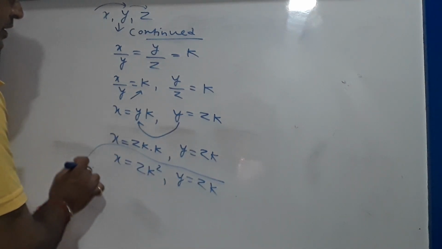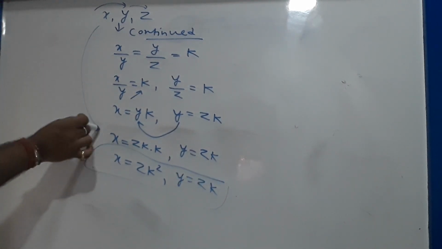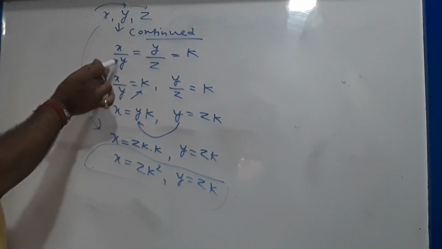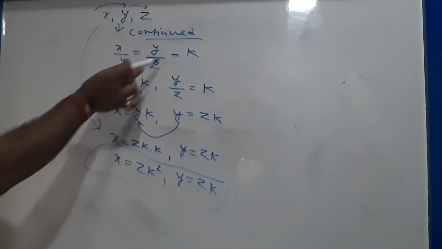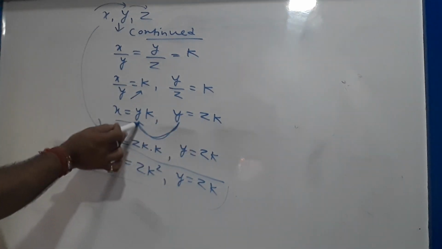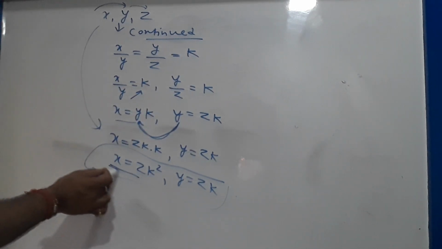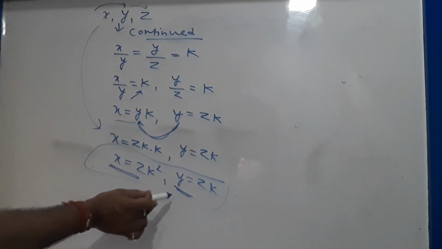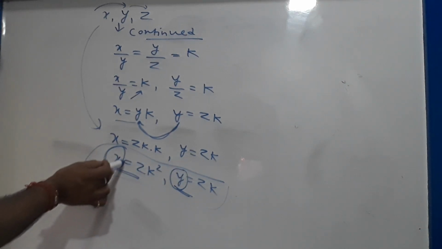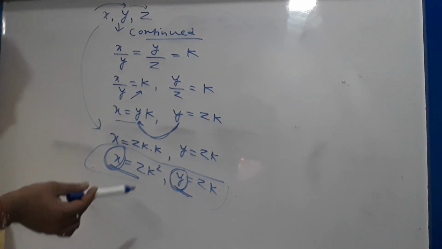In the K method we get this relation. If X, Y, Z are in continued proportion, X upon Y is equal to Y upon Z is equal to K. So X upon Y is K, Y upon Z is K, X is equal to YK, Y is equal to ZK. Replace the value of Y as ZK. So X will be ZK square and Y will be ZK. So in left hand side and right hand side, we are going to replace X by this value, Y by this value.